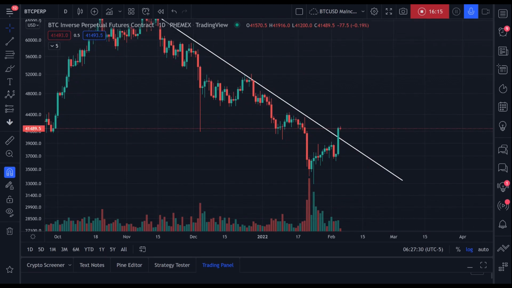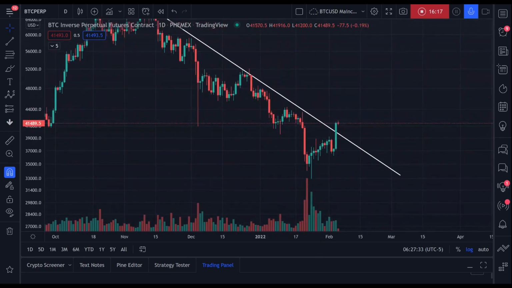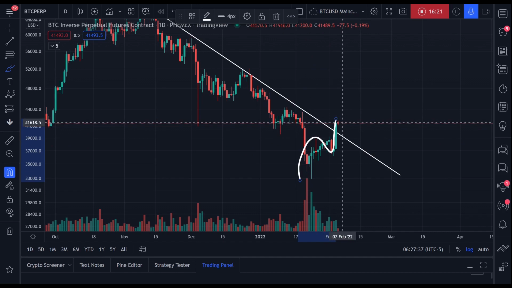And so now that this pattern is complete, right? It's a corrective pattern. This A wave is complete. I anticipate that this is retested, okay?